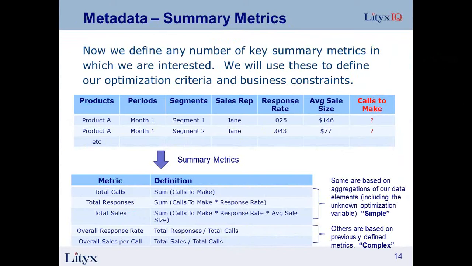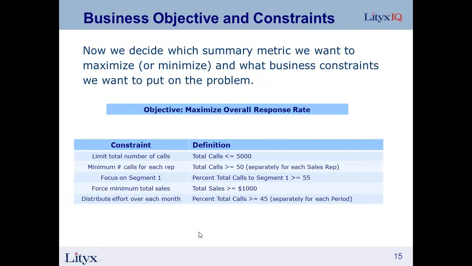Note that we can also define what we call complex metrics. These are just metrics that are based on other metrics. For example, we can define the overall response rate that we expect from our solution as just the total responses we get, which was defined up above, divided by the total number of calls we make, which was also defined up above.